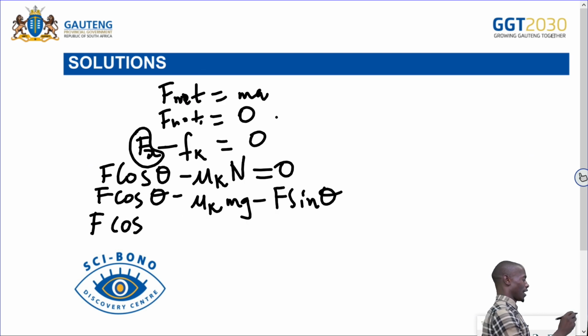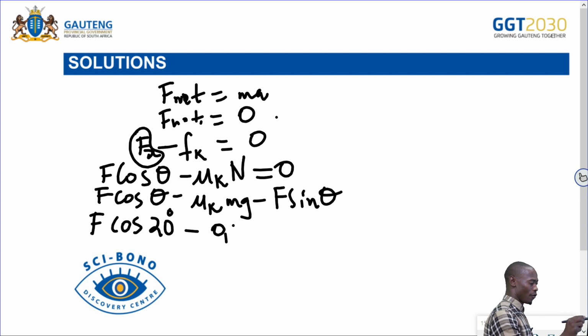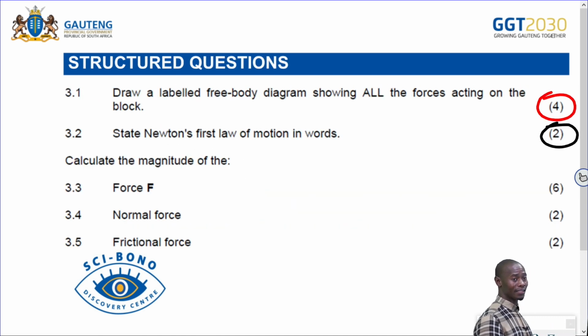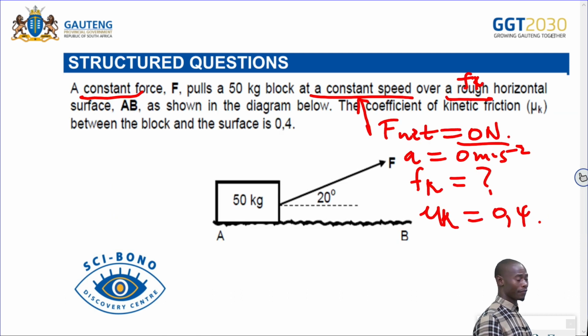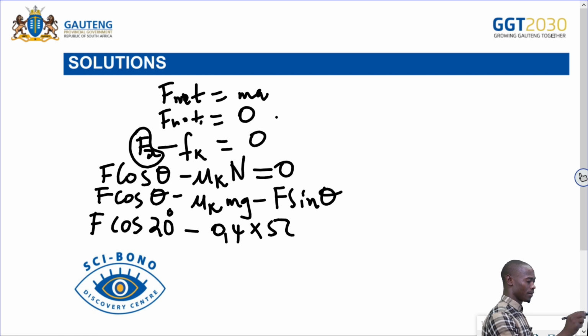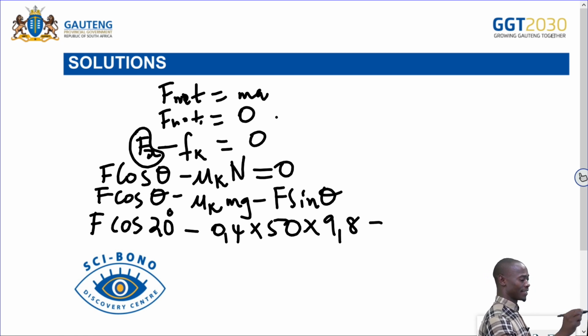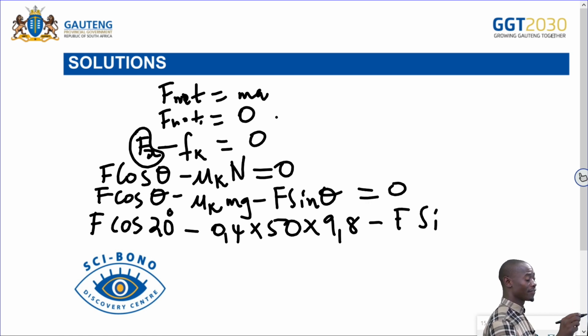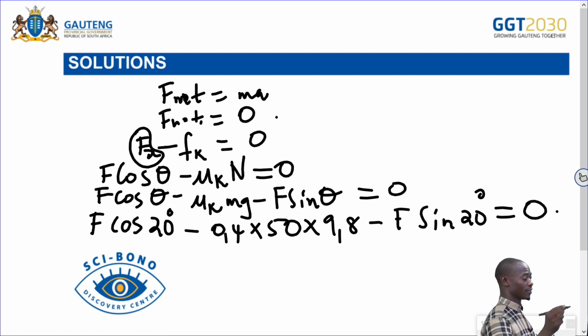Okay, so F cos 20 minus mu k, which is 0.4, times what is the mass? Let's check the mass. It's 50. So the mass is 50 times 9.8, right? Minus F sine 20 degrees. And this is equal to 0.